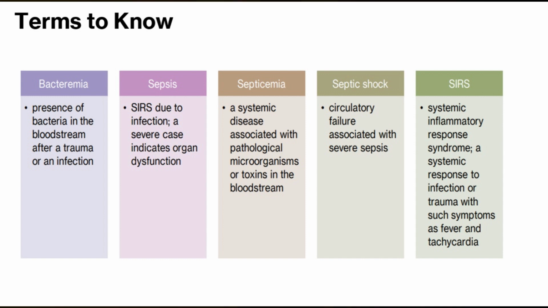To begin with, terms to know. What is bacteremia? Bacteremia is nothing but the presence of bacteria in the bloodstream after trauma or an infection. What is sepsis? Sepsis is defined as systemic inflammatory response syndrome, or SIRS, due to infection. A severe case indicates organ dysfunction.